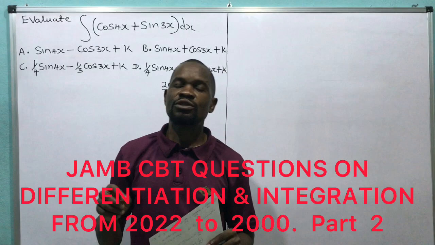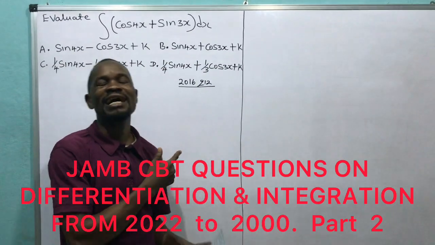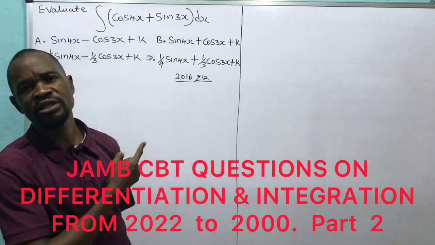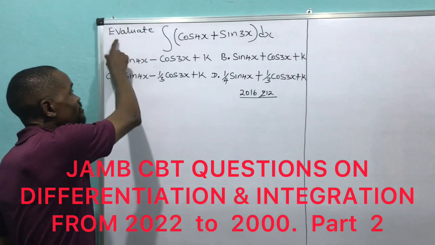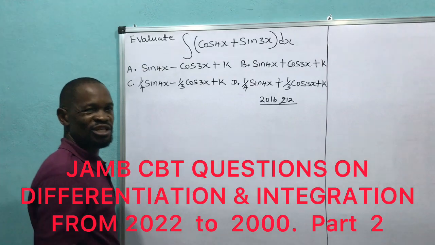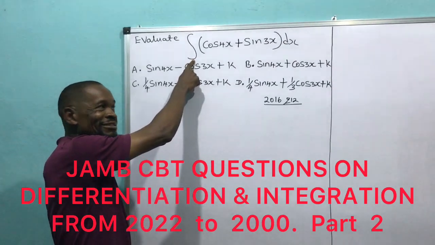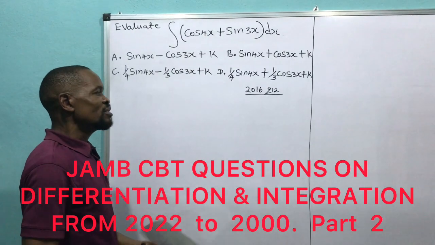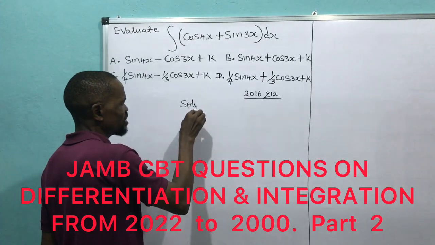Continuation of part one, this is part two of differentiation and integration in JAMB CBT. We are continuing. Looking at the question here, it says evaluate this. What does it mean? Integration. This sign means integration, so we should integrate this particular question. Let's go to the solution without wasting time.